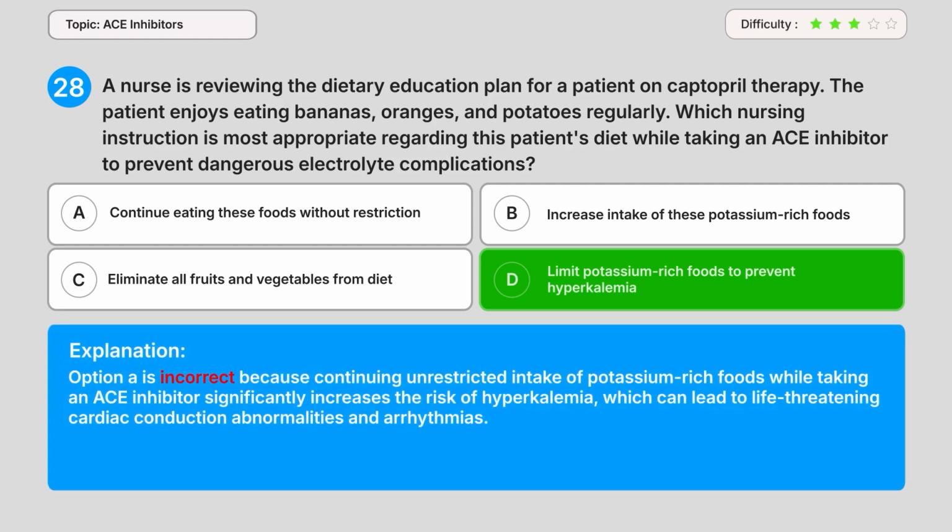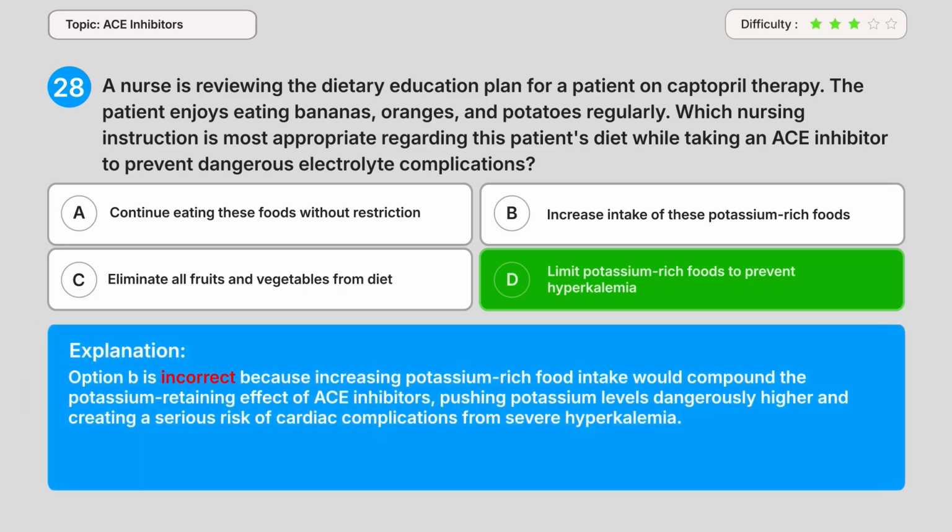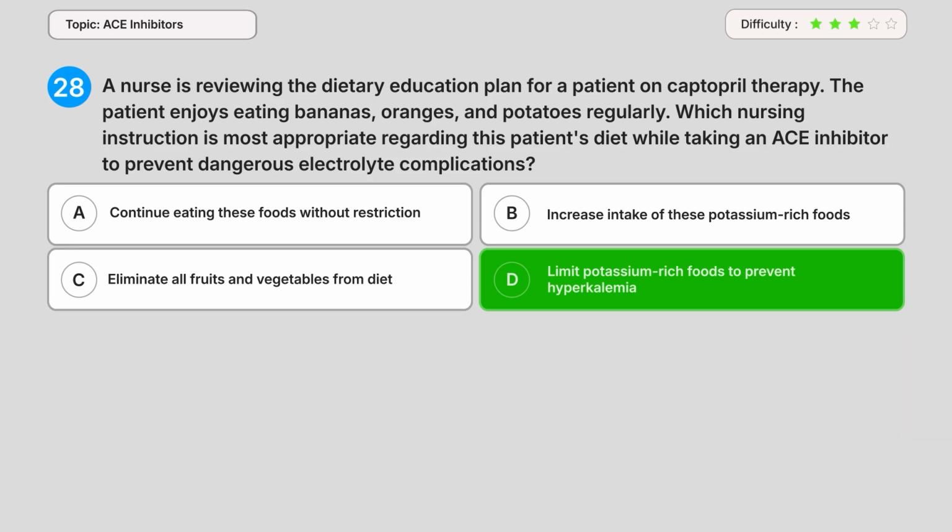Option A is incorrect because continuing unrestricted intake of potassium-rich foods while taking an ACE inhibitor significantly increases the risk of hyperkalemia, which can lead to life-threatening cardiac conduction abnormalities and arrhythmias. Option B is incorrect because increasing potassium-rich food intake would compound the potassium-retaining effect of ACE inhibitors, pushing potassium levels dangerously higher and creating a serious risk of cardiac complications from severe hyperkalemia.